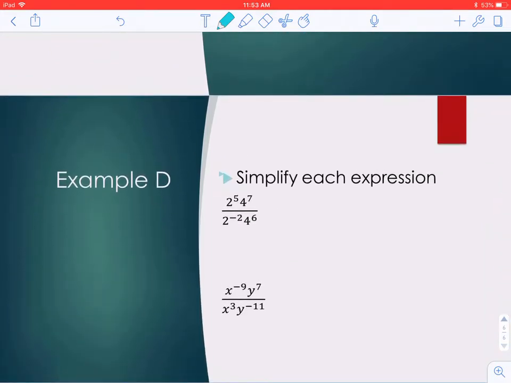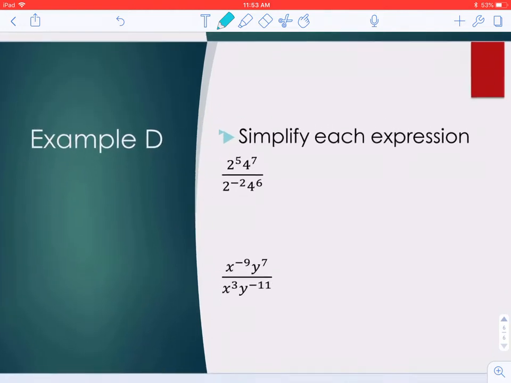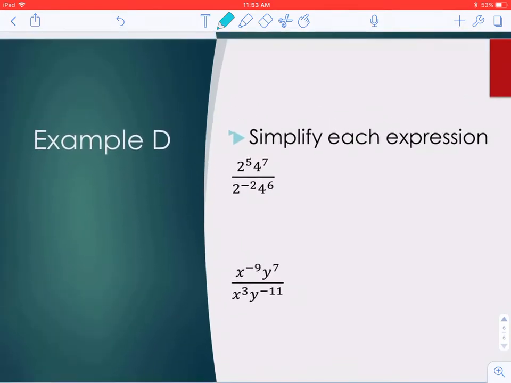And then these slightly more complicated ones. I have 2 to the 5th, 4 to the 7th, over 2 to the negative 2, 4 to the 6th. So anytime you have different bases in the same problem, you just do it piece by piece. So first I'm going to focus on just the 2 to the 5th and 2 to the negative 2. If I did 2 to the 5th minus negative 2, that's 2 to the 7th.